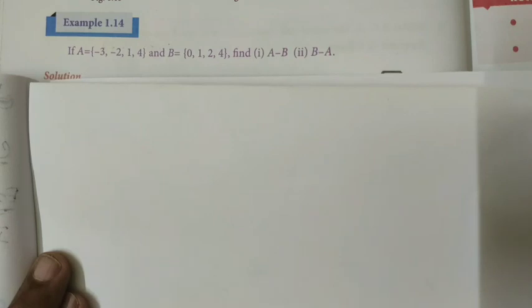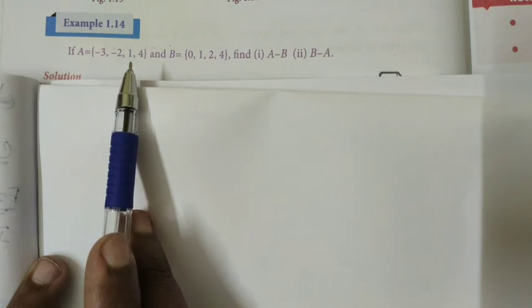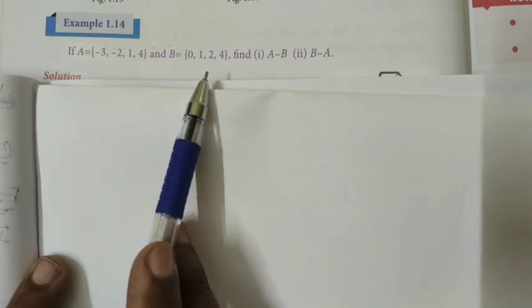Now next question, example sum 1.14. The set A is given as -3, -2, 1, 4 and B is given as 0, 1, 2, 4.